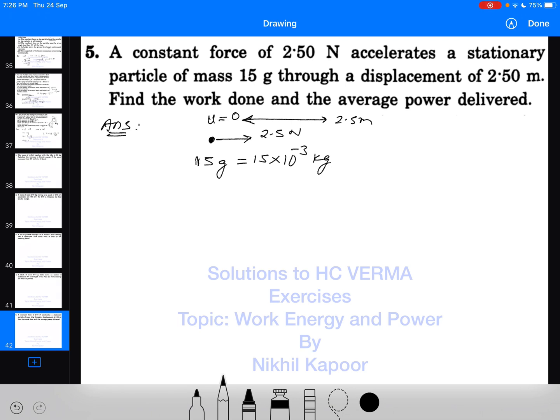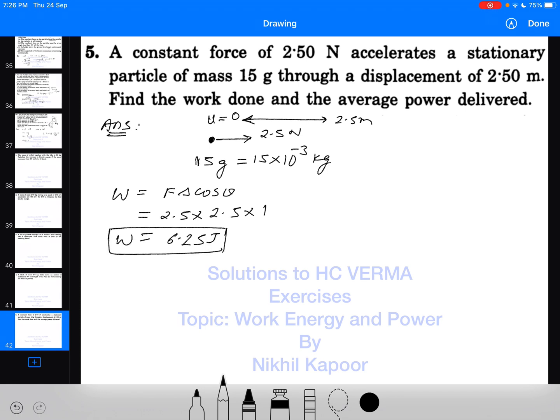So I can say here the work done by the constant force is given by Fs cos theta. Here the force is 2.5 Newton, the displacement is 2.5 meter, and they are in the same direction, so theta will be 0. So work done will be equal to 6.25 joule. That is the work done on the object.